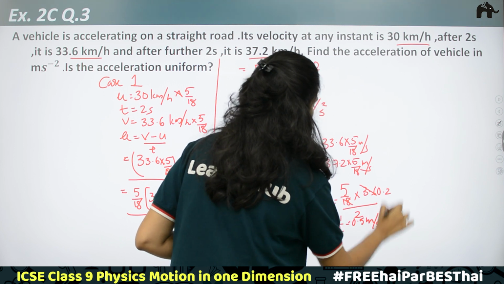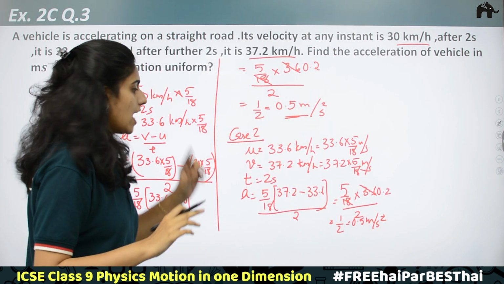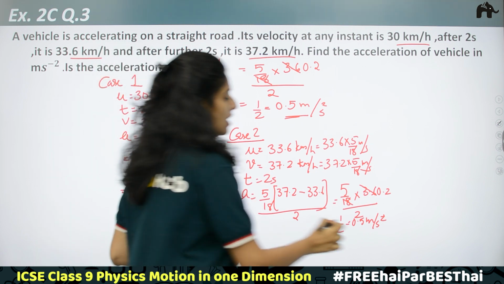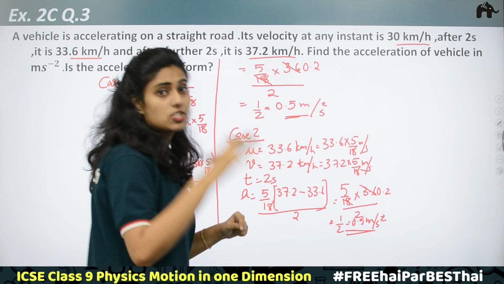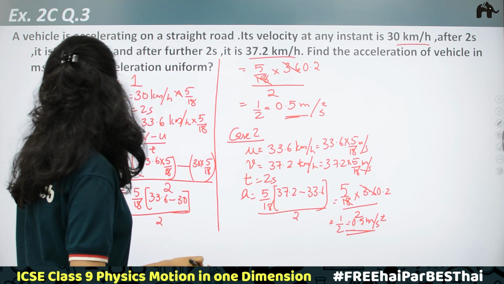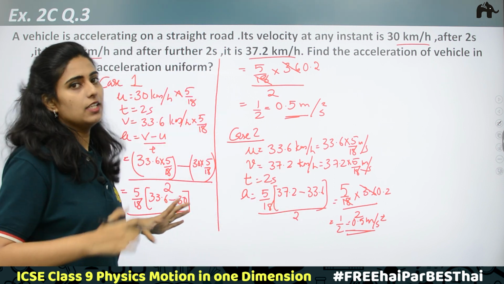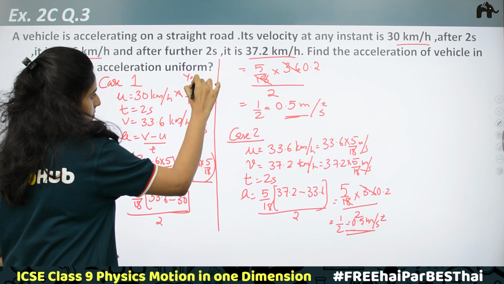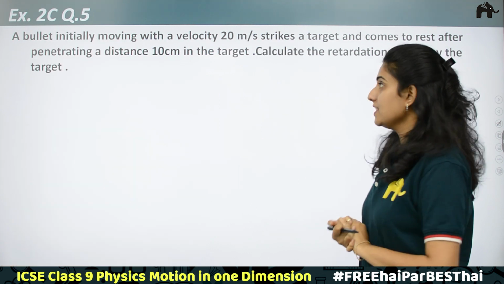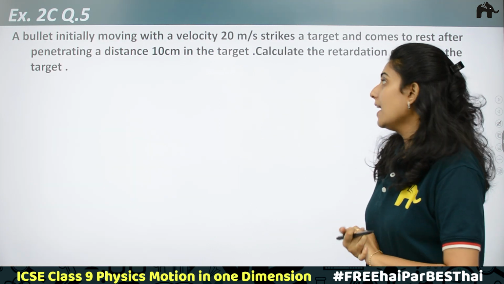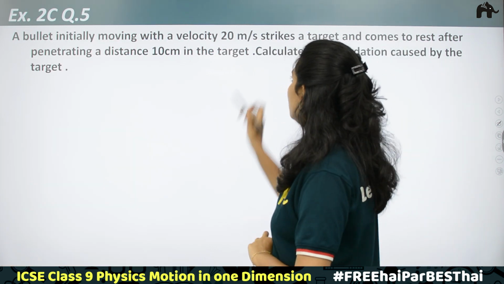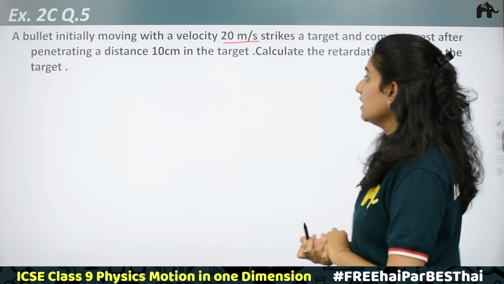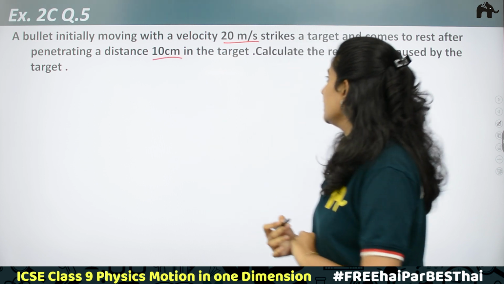So here you can see that the acceleration in the first case and the acceleration in the second case are the same, which is 0.5 meter per second square, from which we can conclude that it is the same, constant acceleration. Therefore, is the acceleration uniform? Yes, this is an example of uniform acceleration. The answer is yes. Clear? Question 5 of exercise 2C. A bullet initially moving with a velocity 20 meter per second strikes a target and comes to rest after penetrating a distance 10 centimeter in the target.